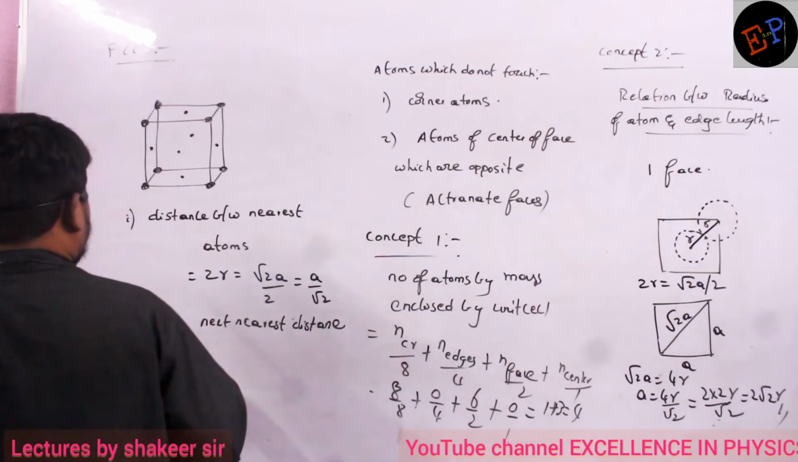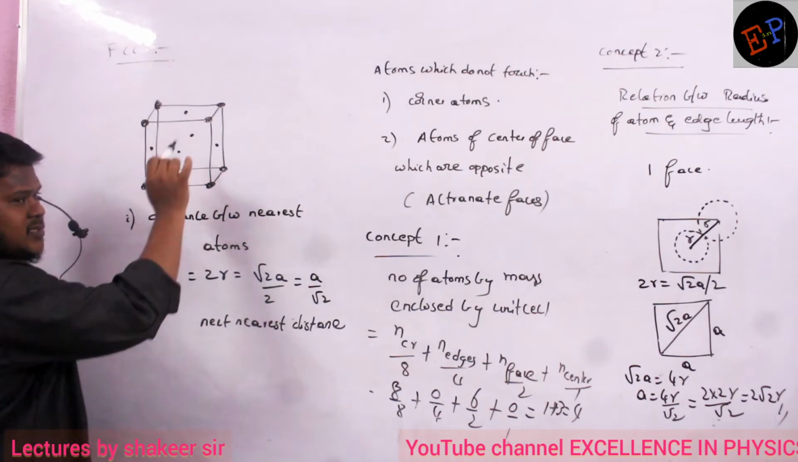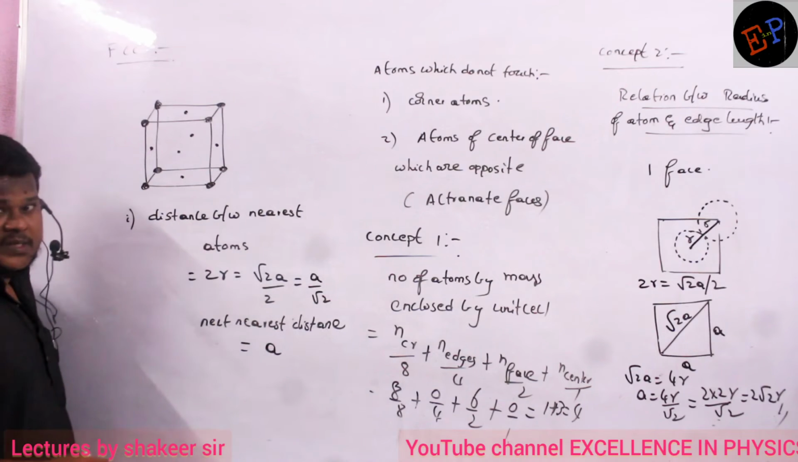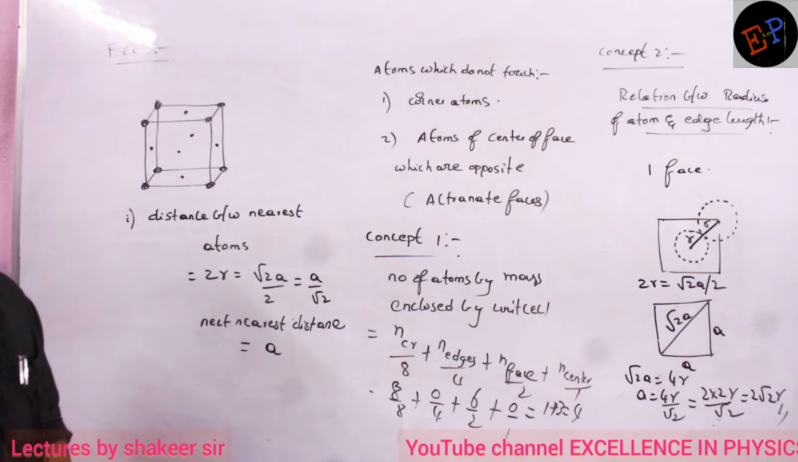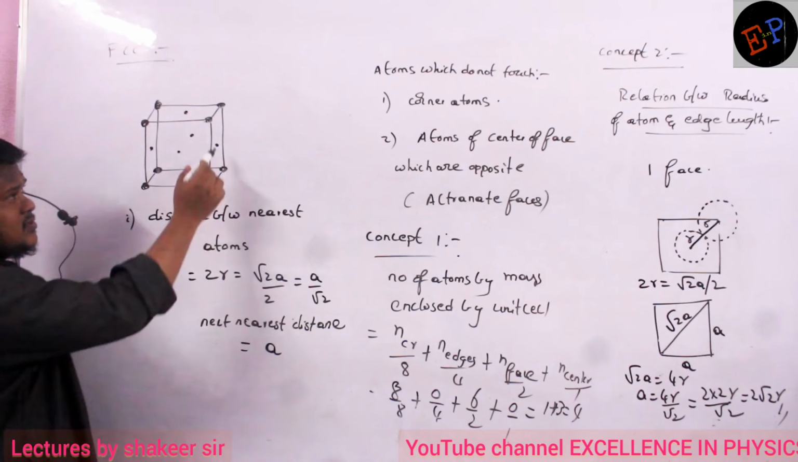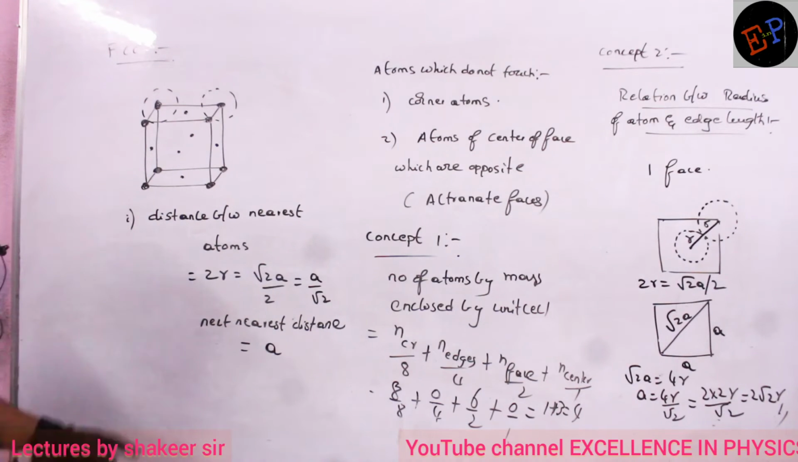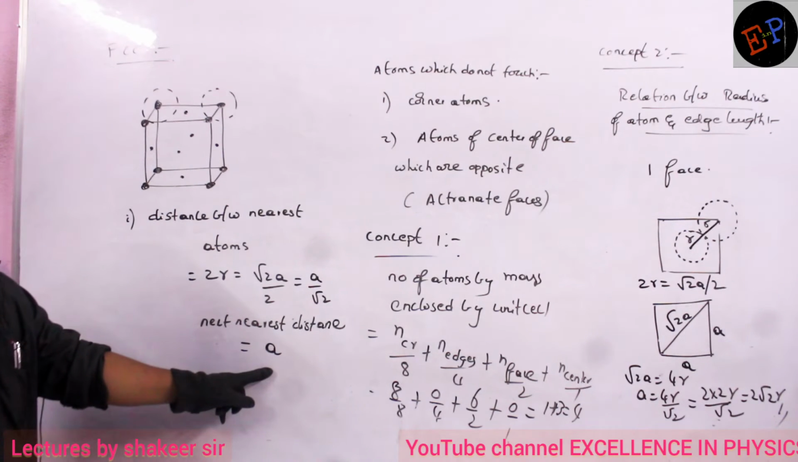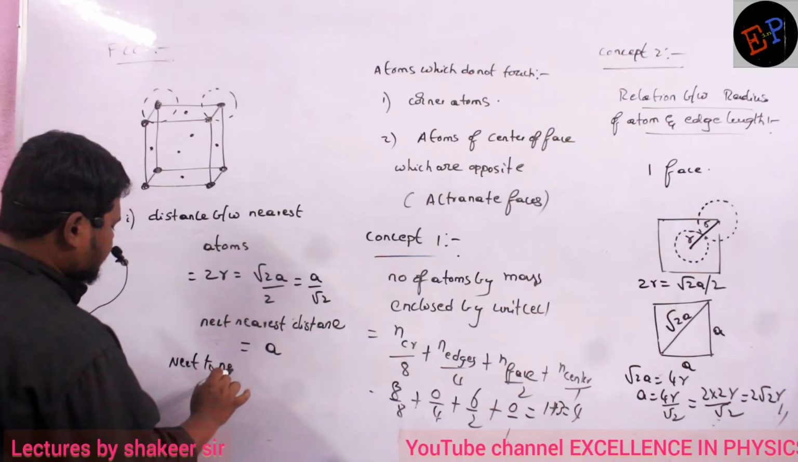Okay. Now I have taken the distance between this one and this one, because these two atoms are touching each other. That is the shortest distance. Next shortest distance will be how much? It will be a. That is the distance between two atoms which are present at two corners of one edge. So this is the next nearest distance. First nearest distance 2r, which is equal to a by root 2. Second nearest distance is a. Okay? Next one is the next to next nearest distance.